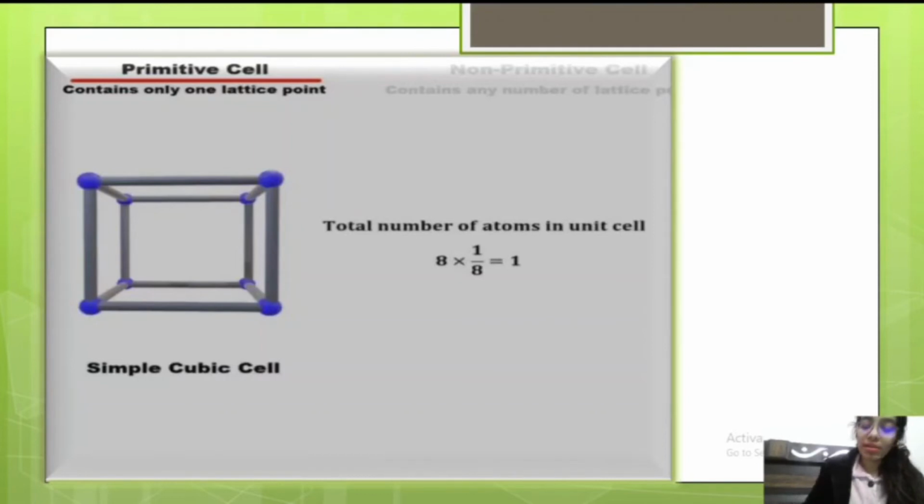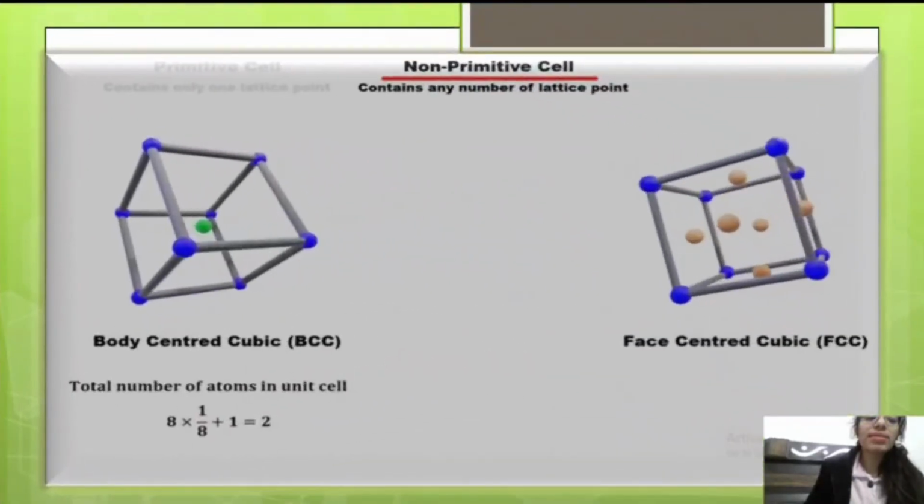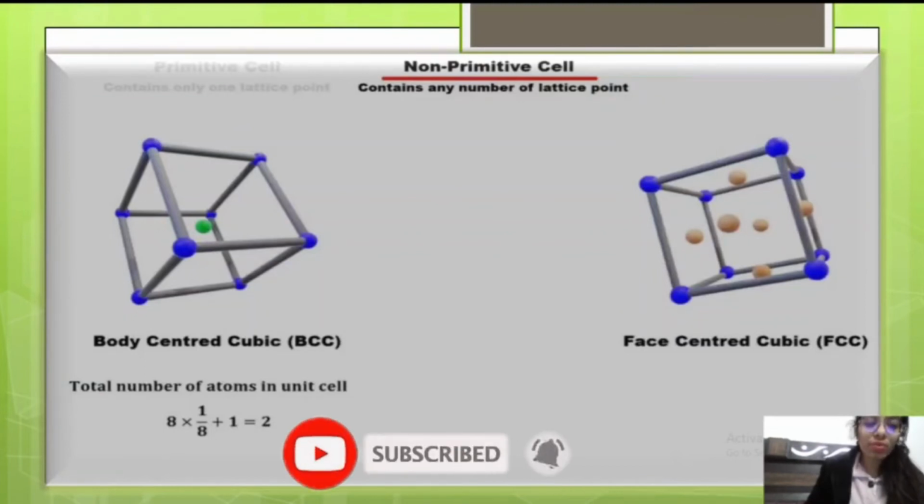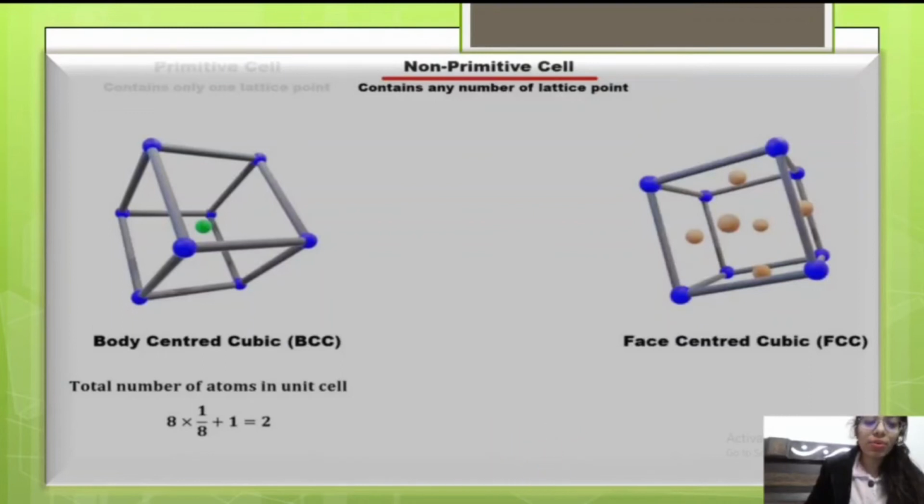While some other unit cells have atoms in addition to the corners, such as on faces, edges, or at the center. Because of this, the total contribution in the unit cell is more than 1. Such a unit cell is called non-primitive unit cell.